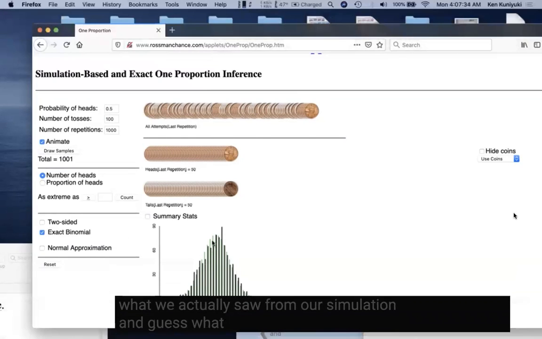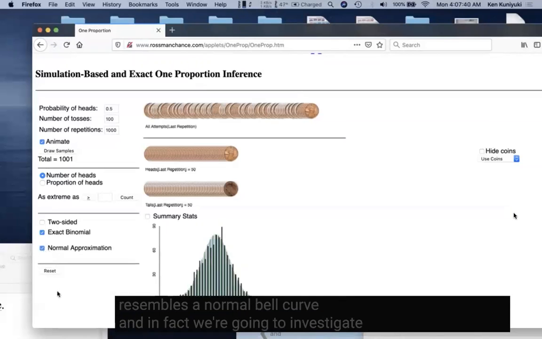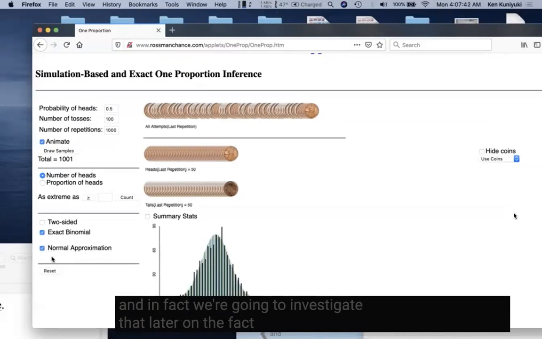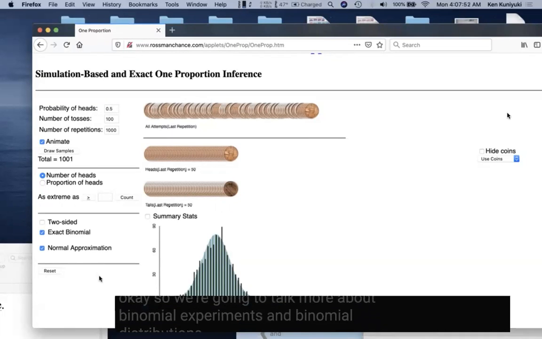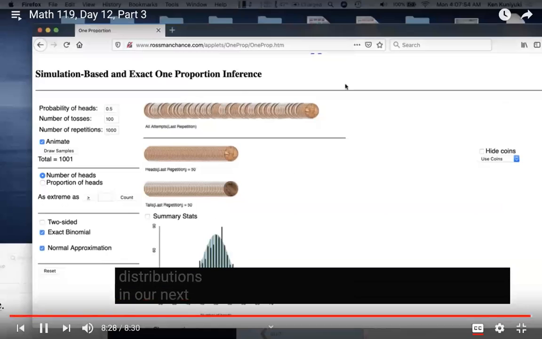And guess what? This binomial histogram very much resembles a normal bell curve. And in fact, we're going to investigate that later on, the fact that normal bell curves can sometimes approximate binomial histograms. Okay, so we're going to talk more about binomial experiments and binomial distributions in our next video.